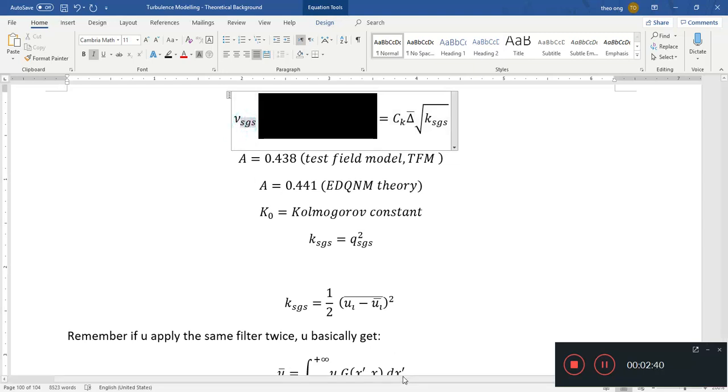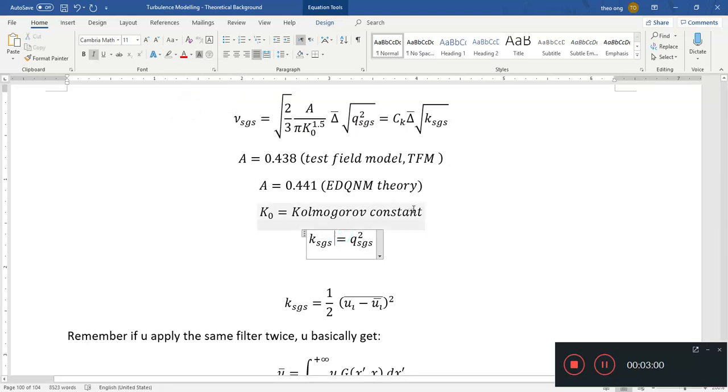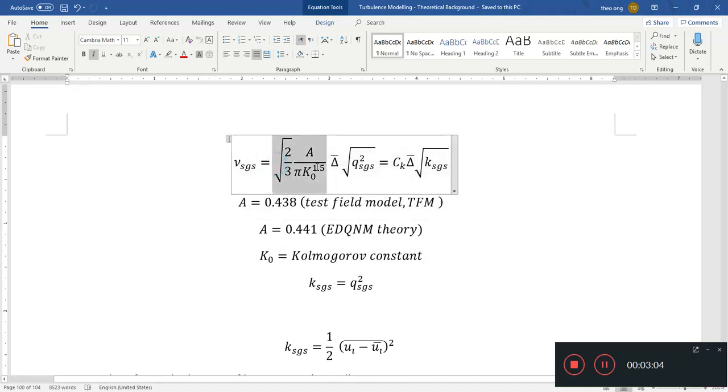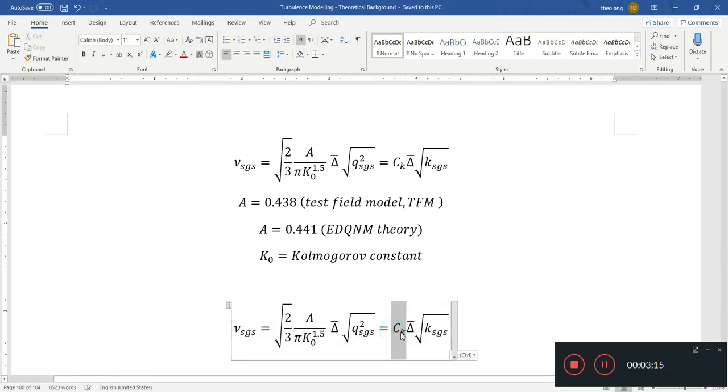So this is according to some textbooks where you have this expression: CK into delta, the filter width, and the square root of kinetic energy. There's a rather complex way of deriving this constant, this CK. Sometimes they'll just call this CD as well, depending on which paper you look at.